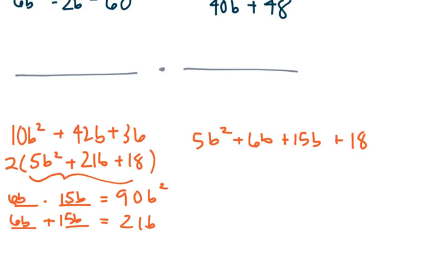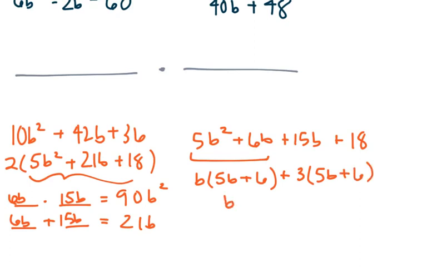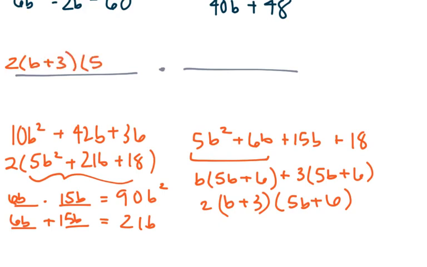And we can factor by grouping. So what can I take out here? I can take out a b, and that leaves me with 5b plus 6. And then here I can take out a 3, and that leaves me with 5b plus 6. So it factors to b plus 3 times 5b plus 6, and then there's still that 2. So our first little spot is going to be 2 times b plus 3 times 5b plus 6.